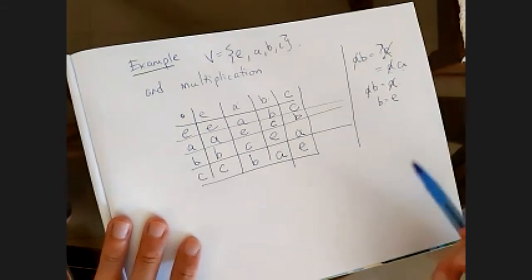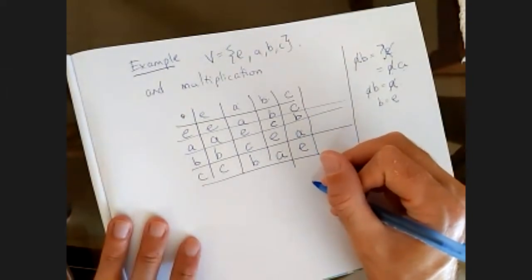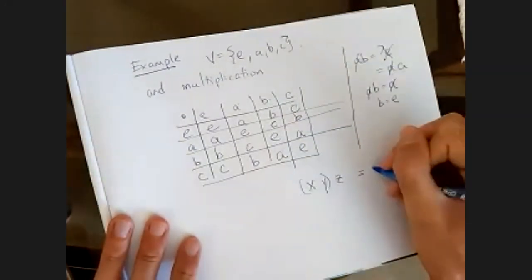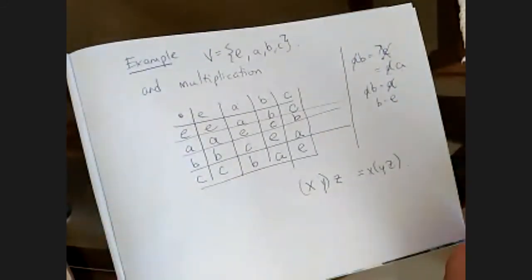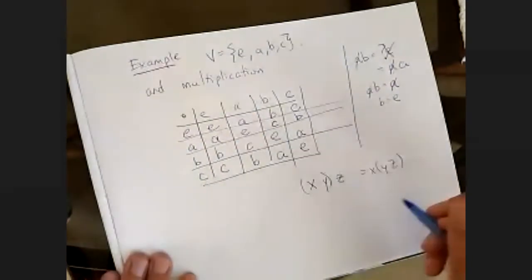Oh yeah, and I should mention that we did not check that the associative law holds. We would need to check that X times Y times Z is equal to X times YZ. That would take a long time. Well, not so long, but it is boring. But it turns out to be true. Maybe there's a tricky way to check it, but we're not going to do that. Anyways, this is a group.